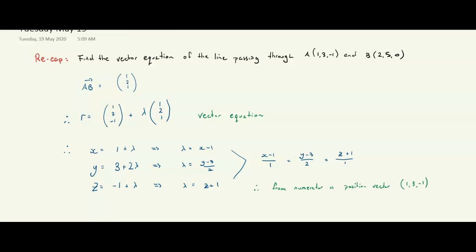And from the denominator, very importantly, from the denominator, we get our direction. Now I should write this as a vector. 1, 3, negative 1, and our direction vector being 1, 2, 1, which is why I wrote it in that format, put it over 1, that sort of thing. 1, 2, 1 comes from AB. That's done full circle now.